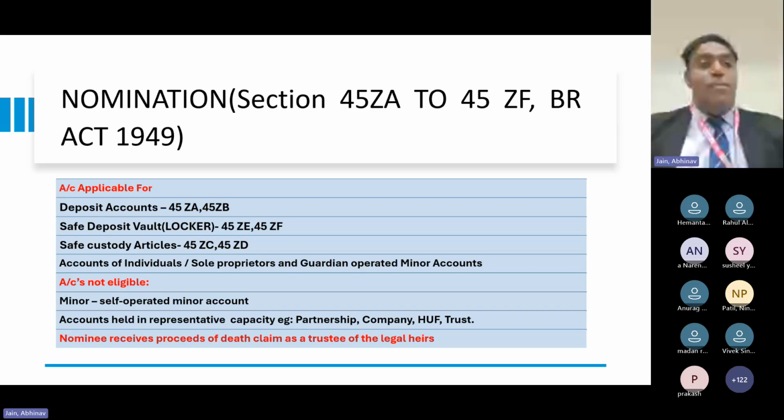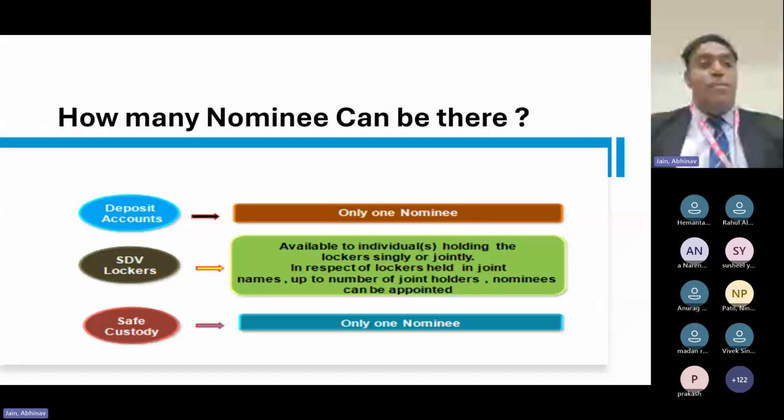Okay. Now let us discuss how many nominees can be there. Obviously, in case of deposit and safe custody account, only one nominee is allowed. Straightforward answer. But in case of SDV lockers, in case of single holding, one nominee is allowed. But in case of joint holding, joint holders can nominate individual nominees. Here it is not written, but I think it is subject to a maximum of 2.